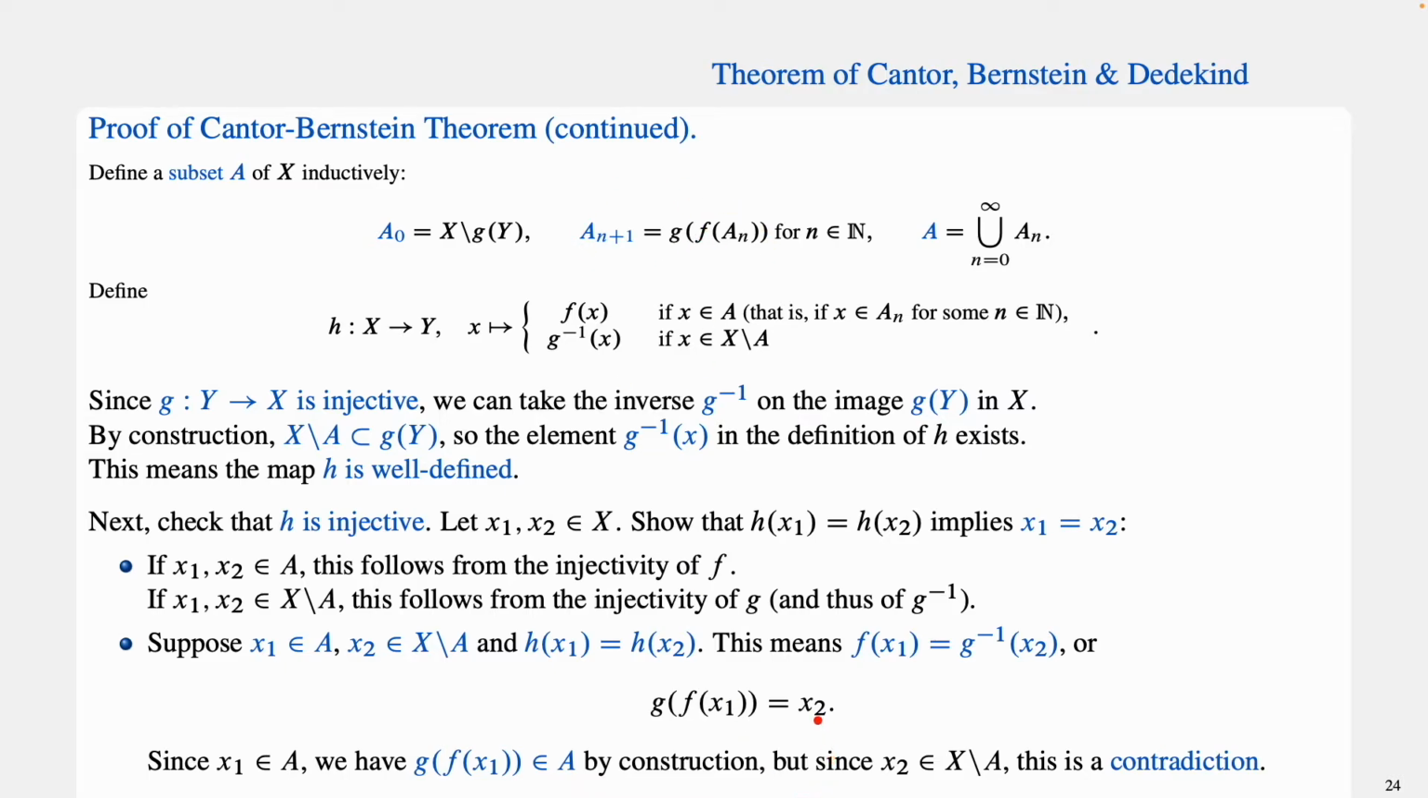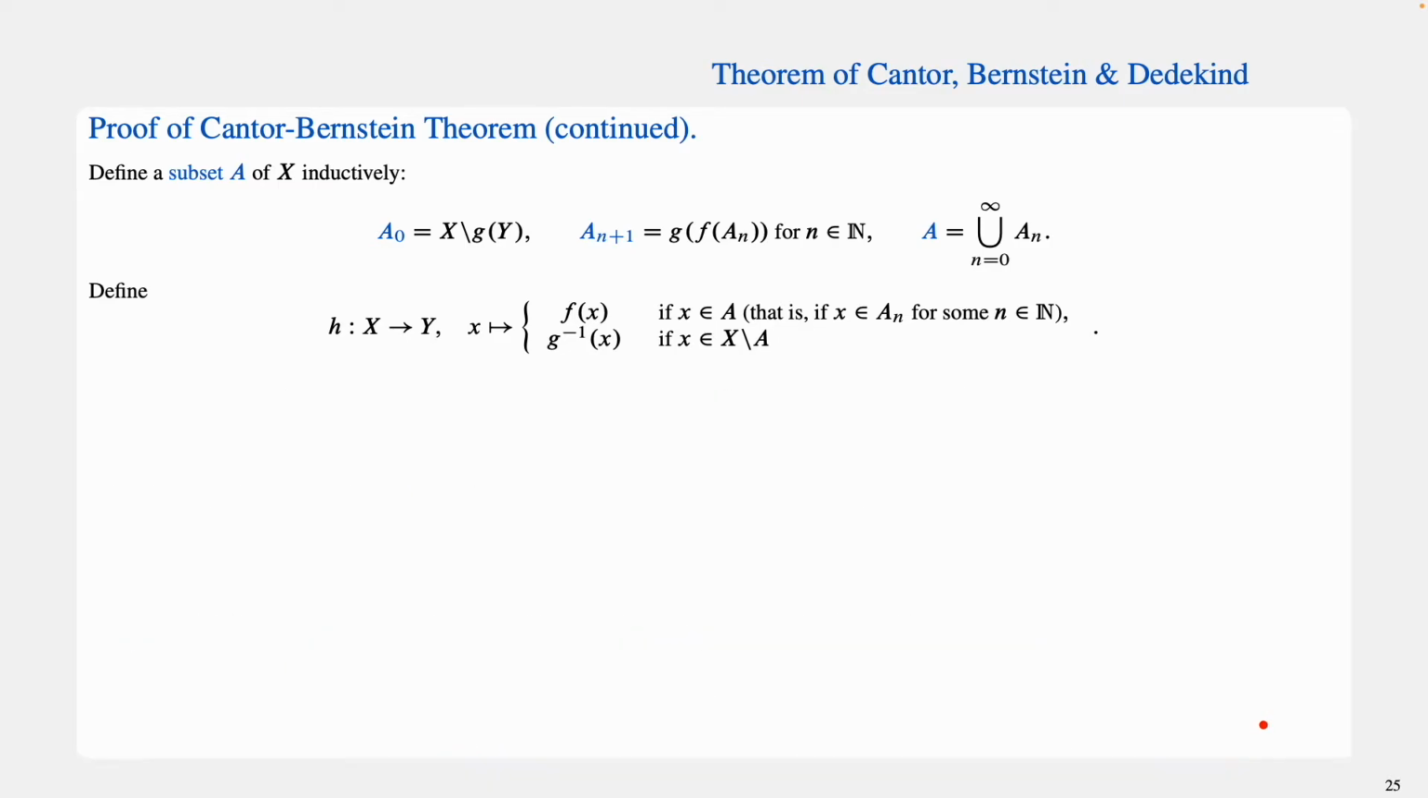But the assumption was on x2 that x2 is not an element of A. So we have a contradiction here. On the left-hand side, we have an element of A, but on the right-hand side, we assumed that x2 is not contained in A. So this situation here cannot happen, that x1 from A and x2 from X complement A assume the same value. This cannot happen. So the only cases that could happen are the two cases up here, and in this case H is injective, and so overall we found that H is an injective map.